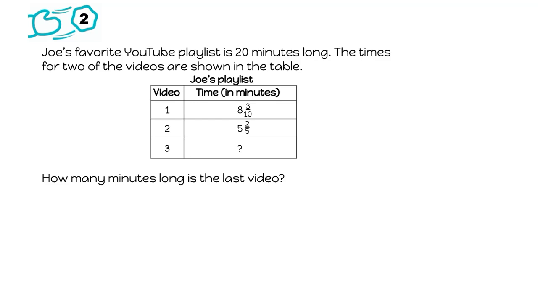DCA 3 Mixed Review number 2. Joe's favorite YouTube playlist is 20 minutes long. The times for 2 of the videos are shown in the table. How many minutes long is the last video?